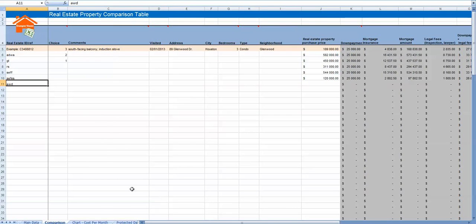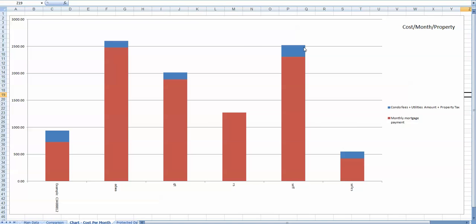And now, if I go back to the charts, you'll see that this is all my different condos, the different properties that I've visited and put in my chart, so you can easily see which ones are the lowest per month, right? So this is going to be the last one here. The mortgage payment is the smallest one, and the condo fees are probably the smallest one. You can also easily tell that property taxes plus utilities amount plus condo fees are pretty much the same on the second, third, and sixth property.